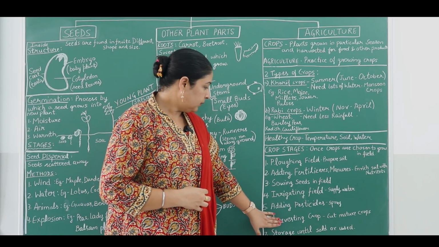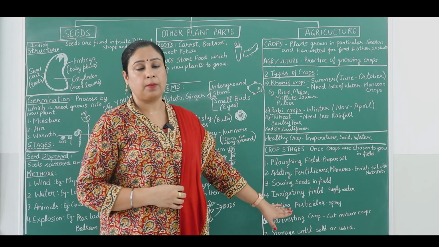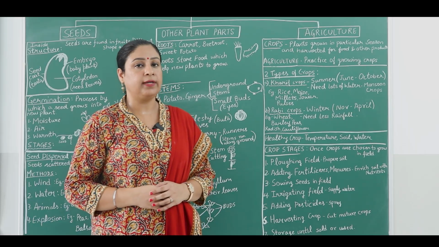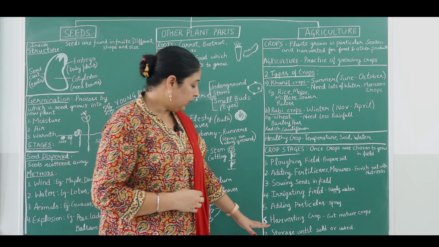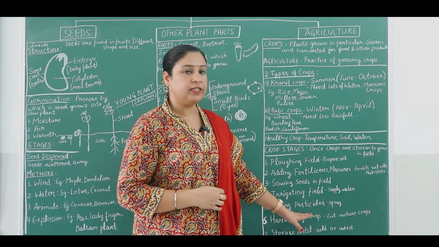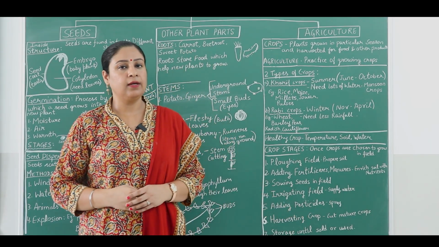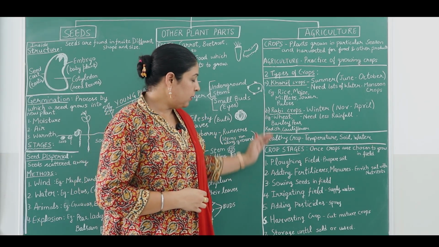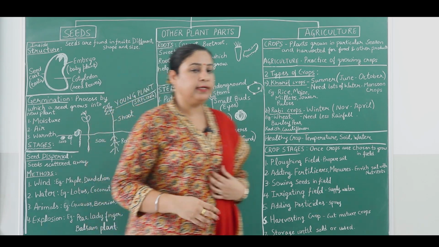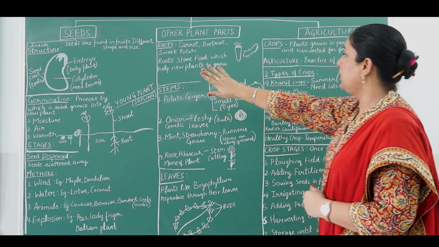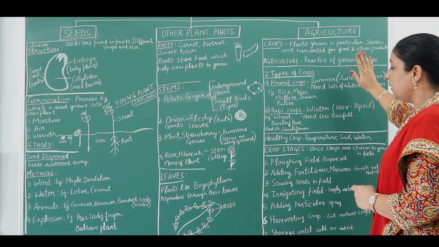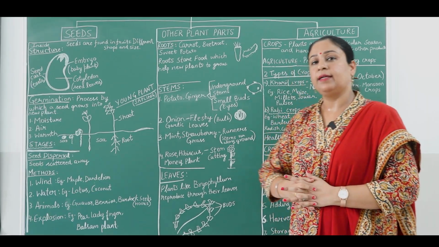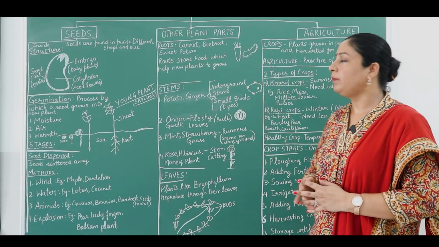The next stage is harvesting the crop. Once the crop is matured, we can then harvest or cut the crop, and then we can store that crop until it is used later or sold in the market. In this way, we can grow our crops. So this entire topic of seeds, other plant parts, and agriculture is all part of plant reproduction, and this covers our topic, plant reproduction.